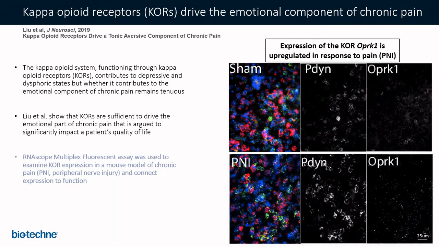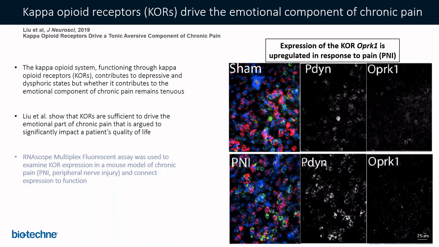Now, pain, as you may all know, is a multidimensional experience. And how much the pain is bothering people significantly impacts the sufferer's quality of life, especially when people are going through it. The kappa opioid system, functioning through these kappa opioid receptors, or KORs, is known to contribute to the depressive and the dysphoric states. But whether it contributes to the emotional component of chronic pain is poorly known.